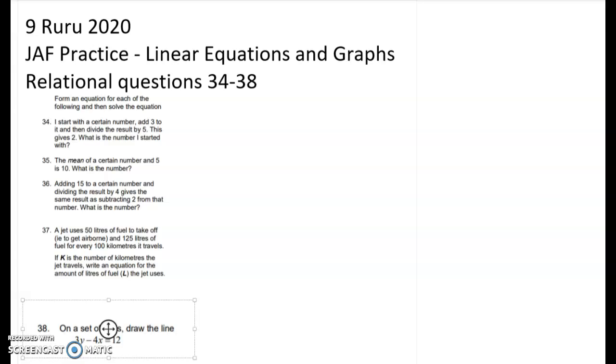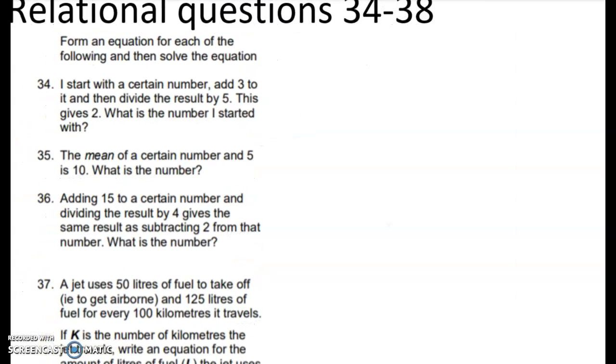These are relational questions, and the first 4 of them are ones where we have to write the equation. So I'm going to blow them up a bit bigger so you can read them. Have a go at them before you watch this video. The last question, question 38, is one where we have to draw the graph, and I'm going to do that using 2 different methods.